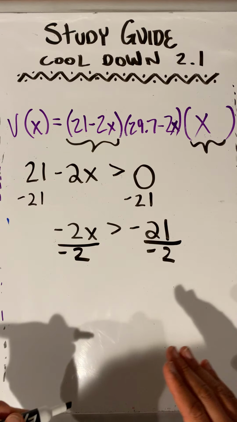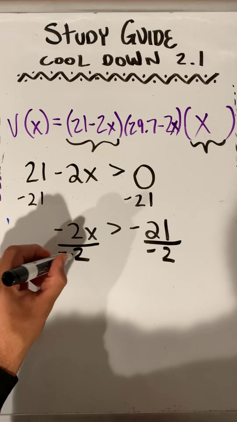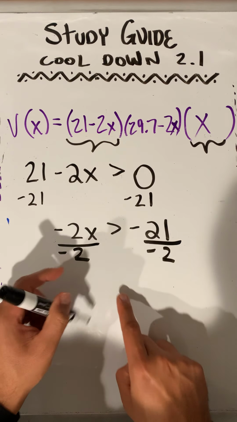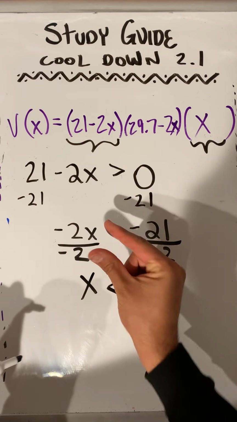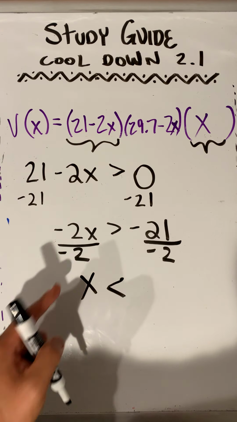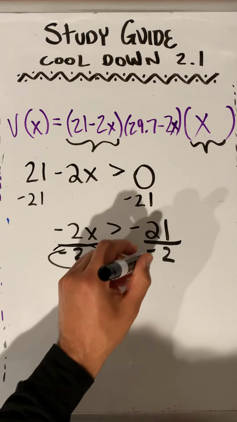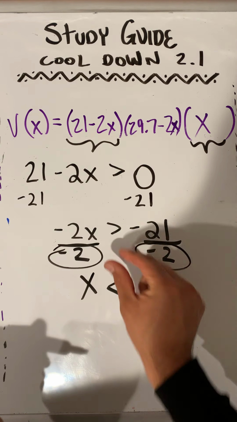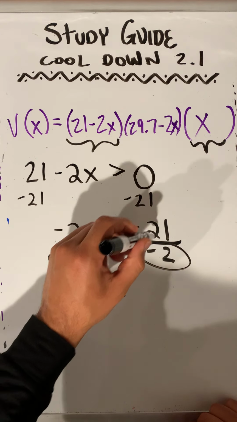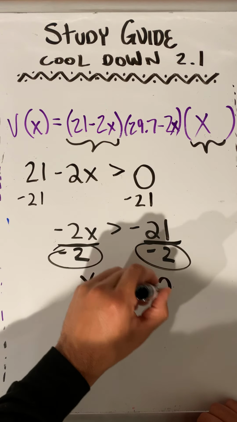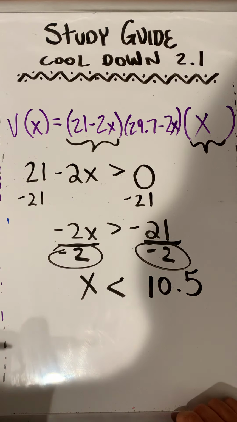Now here's where things get a bit tricky for us here. When you divide by a negative value on an inequality, it will change the sign of the inequality. It flips it over when you divide by a negative. And here we are dividing by a negative. So when you divide by a negative, switch it. Okay. 21 divided by 2 is 10.5. Negative divided by negative is a positive.